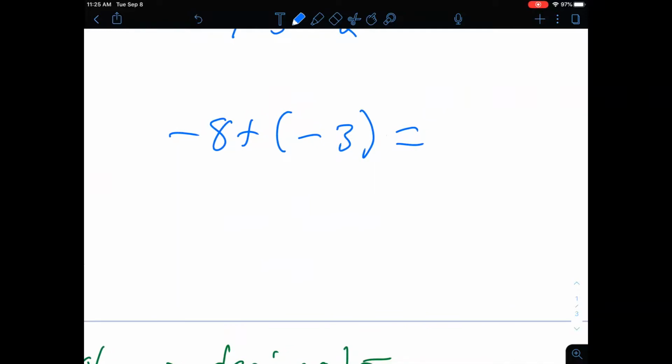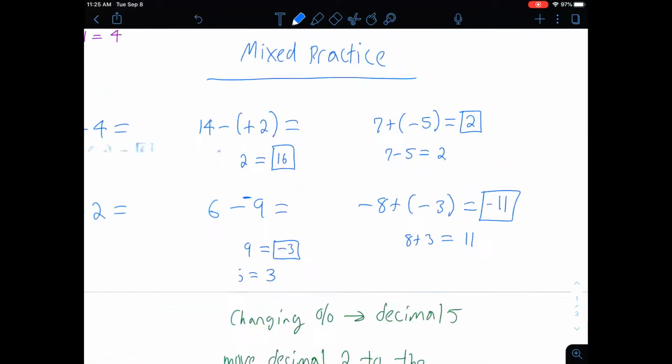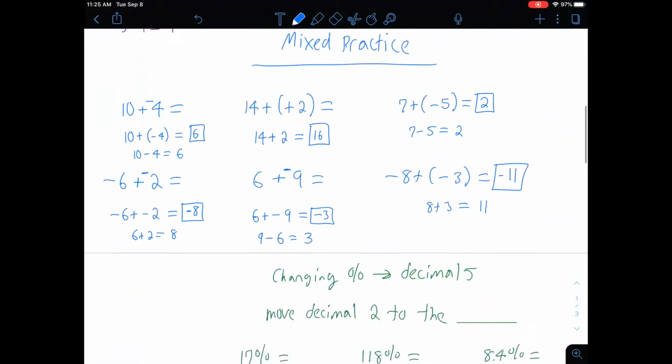All right, now do we have addition or subtraction here? We have addition, so we do not need to change it. Negative 8 plus negative 3. Same signs or different signs? They are same signs, so we are going to add them up. 8 plus 3, which equals 11. And then is it going to be negative or positive? It's going to be negative. All right, hopefully you did well on that.